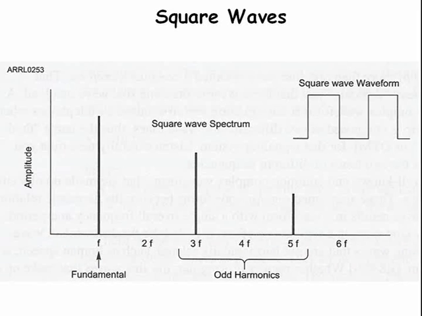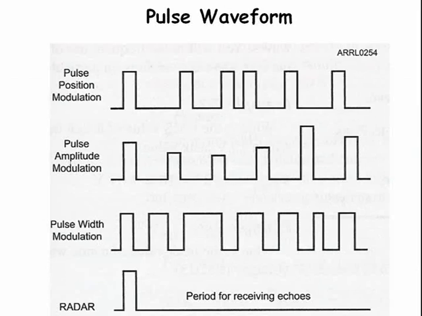A square wave is made up of sine waves at all of the odd harmonic frequencies. Notice that there are no components at 2, 4, 6, etc. times the fundamental frequency. There are also pulse waveforms. Notice the waveforms for pulse position modulation, pulse amplitude modulation, and pulse width modulation. An example of a radar pulse is shown at the bottom.